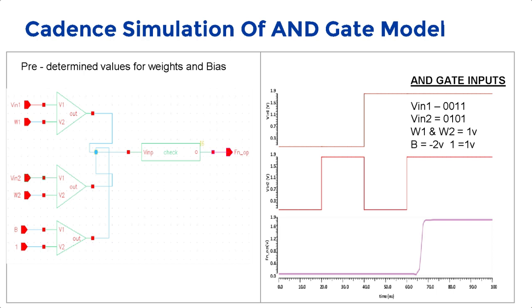As you can see, the top and the middle are the inputs to the AND gate model. The first one is 0011, and the second input is 0101, which follows the truth table of 0001 and 1. You can see when both inputs are high, the model has been able to give a logic high, showing that it works as an AND gate model. Hence, the artificial neural network has been validated.